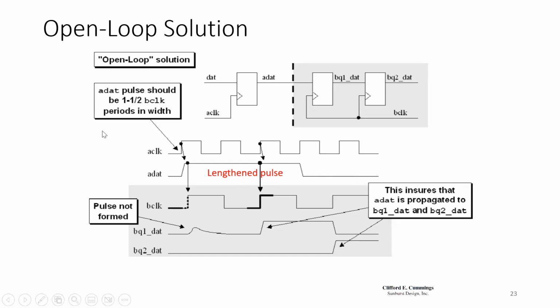I need the extension of the pulse to be at least 1.5 of B clock, at least 1.5 of B clock. If it is too big, 2 of B clock, that would be great.